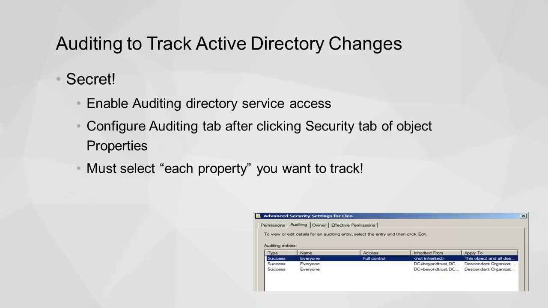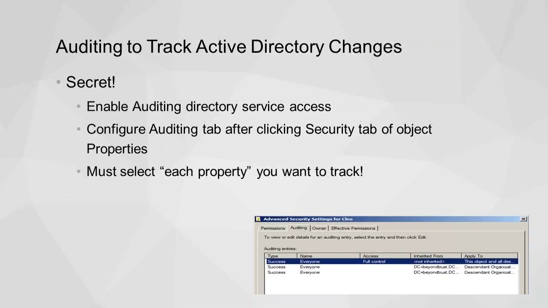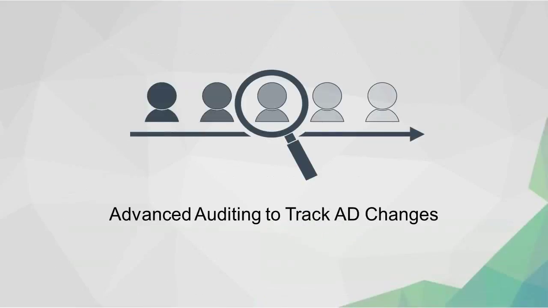But wait, there's always a but wait, right? You could actually track more and get better information if you use a different type of auditing. This different type of auditing is called advanced auditing. Advanced auditing was first introduced by Microsoft in Server 2008. It really didn't become a viable solution until Server 2008 R2, but if you have Server 2008 R2 domain controllers and greater, so 2012 R2, then advanced auditing is the way to go.